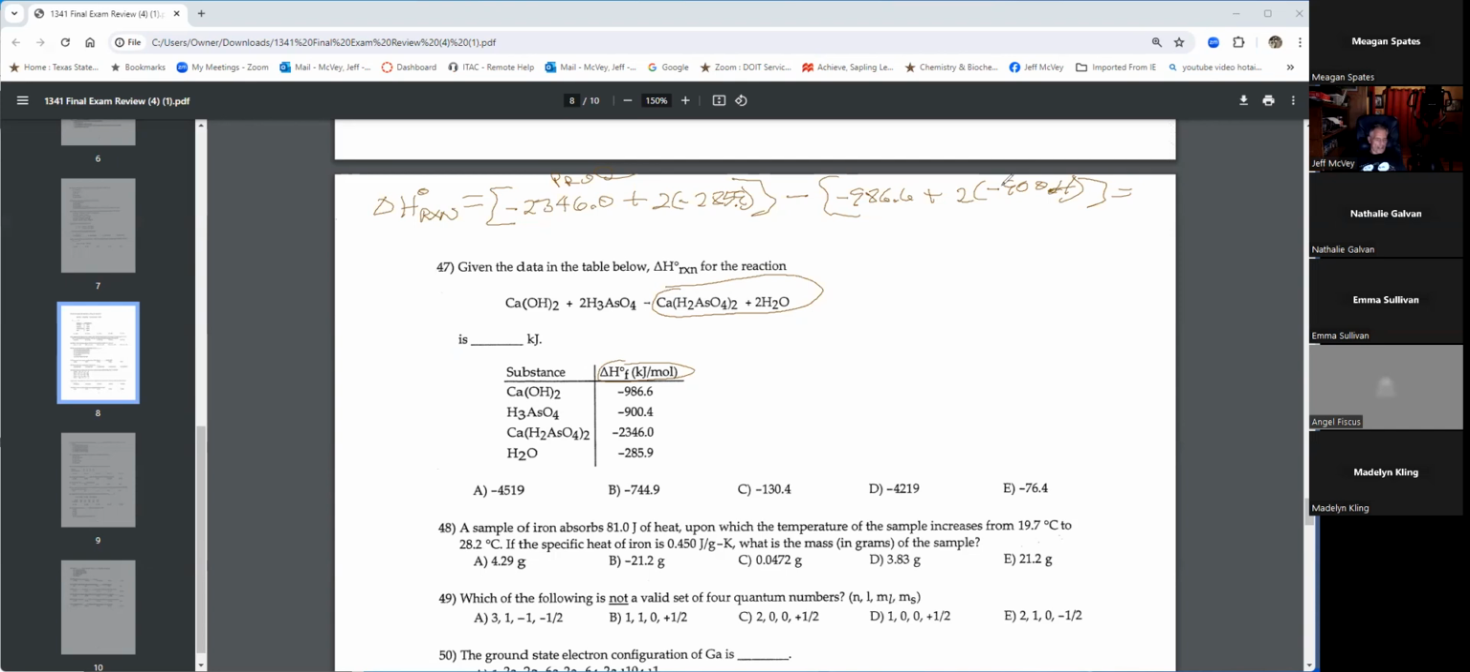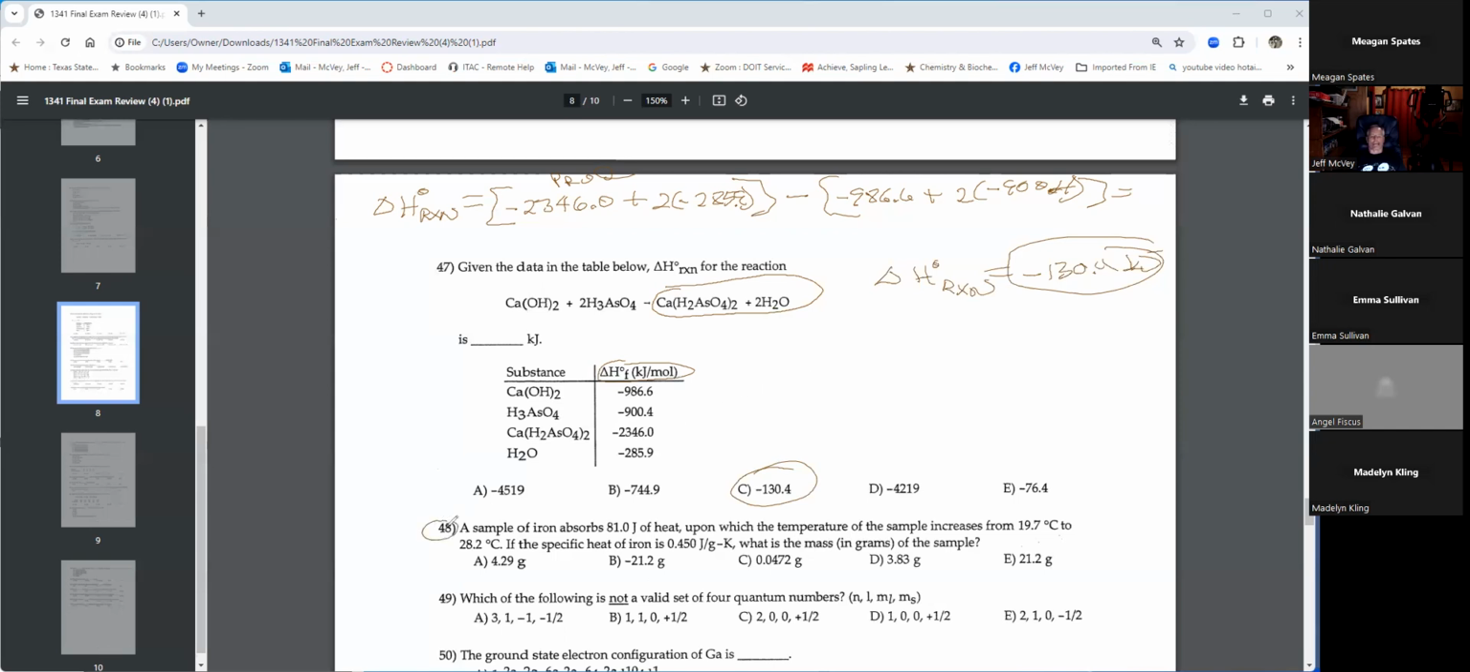I got a minus 130.4. Okay, so my delta H for this reaction under standard condition is minus 130.4 kilojoules. So the answer better be C. Somebody can check that out.